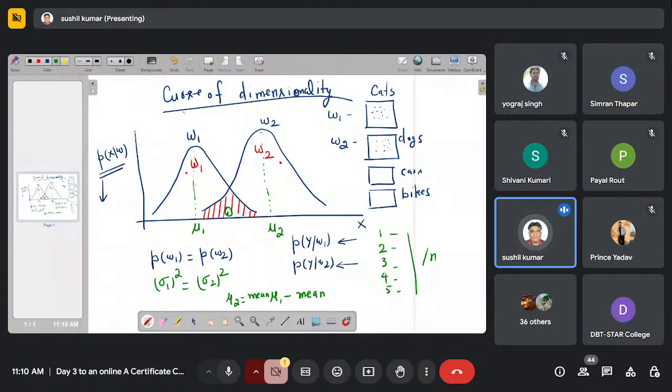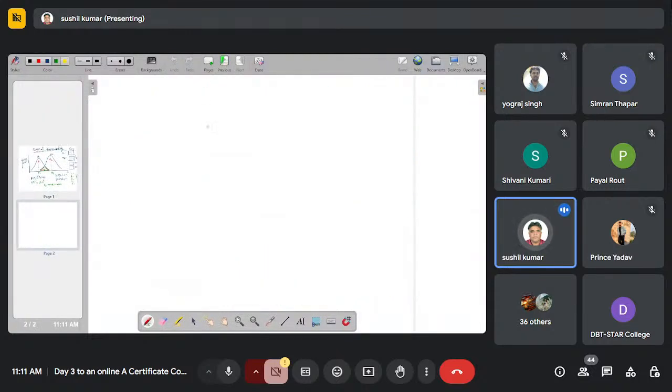So this particular area is completely error. If you somehow increase this area, okay, p omega 1 is equal to p omega 2, then it will increase. If this variance is equal to the variance of the other class, it will increase. But that is the issue. So what you can do, you need to create a separation.